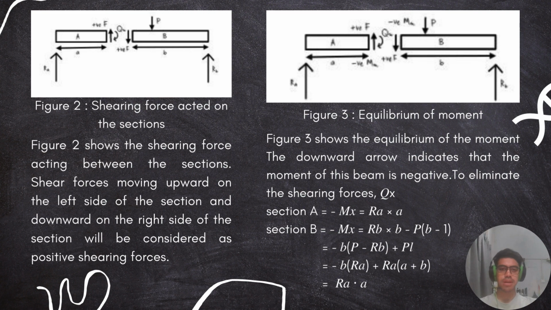On the right-hand side, Figure 3 shows the equilibrium of the moment. The downward arrow indicates that the moment of this beam is negative. To eliminate the shearing force, we can calculate by using the formula shown below.